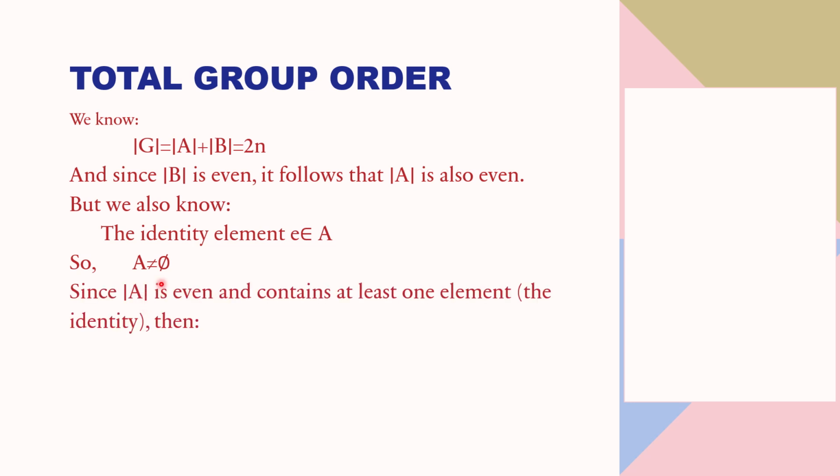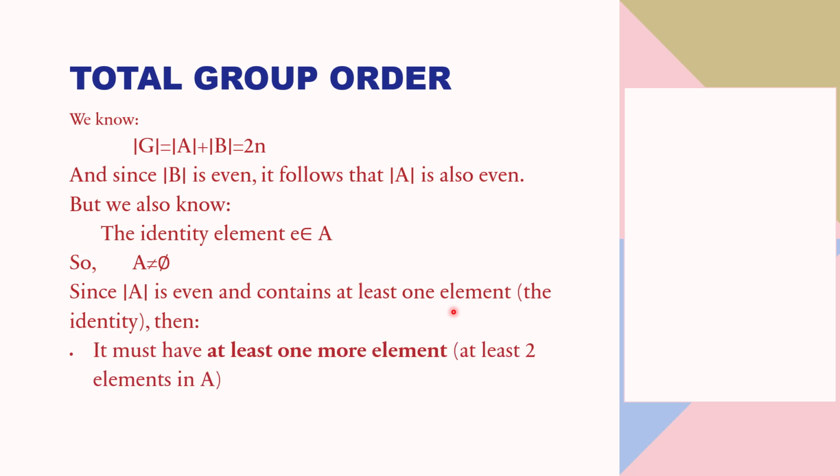Since A is even, now here when we said that A has to be even because the other two are even and it contains at least one element, that is the identity, then it must have at least one more element, okay? At least 2 elements in A. Why does it need to have at least one more element? Because we say that it is even, right? We know e is part of A and we know A is even. And if it's even, there has to be at least a minimum of 2 elements. It has e, therefore there has to be another element, right?